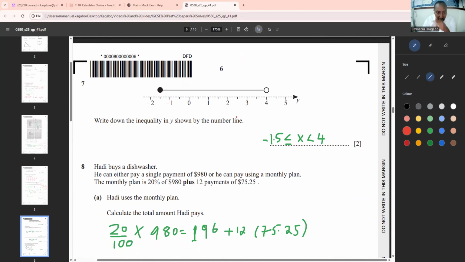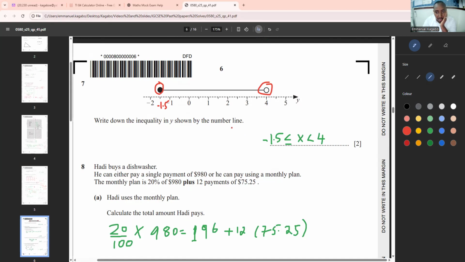Okay, write down the inequality in y shown on the number line. You have to be careful. This one is shaded, that means it's included, and this one is not included. So what number is this? That's negative 2.5. And what number is that? This is 4. So my numbers are from negative 1.5, sorry guys, 1.5.